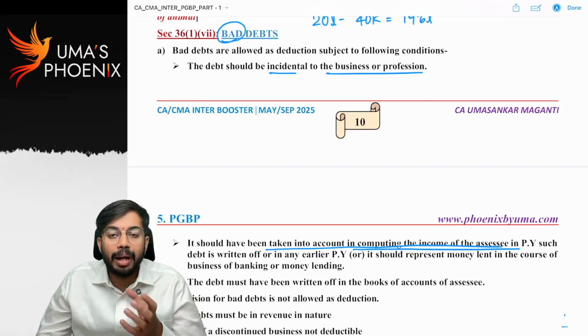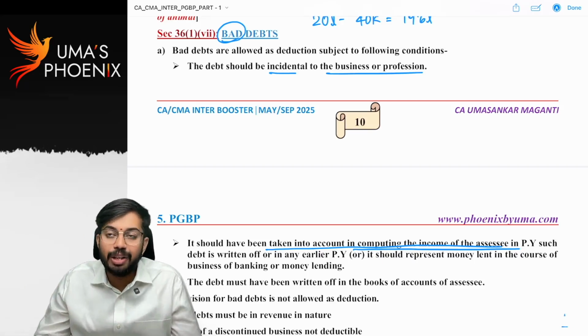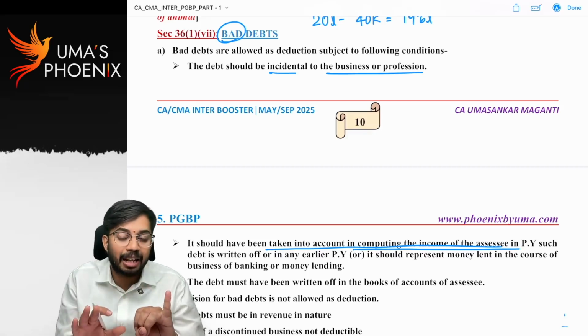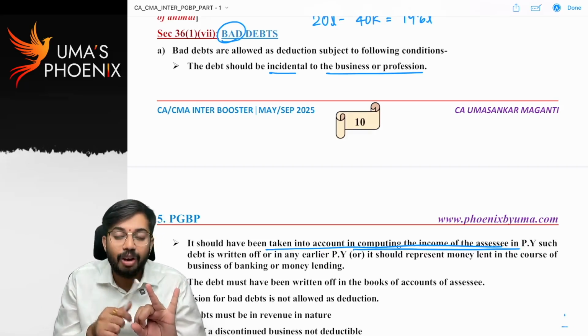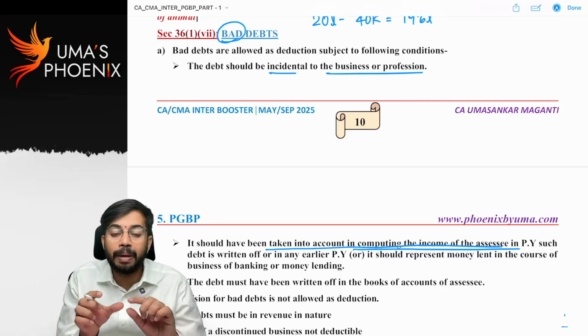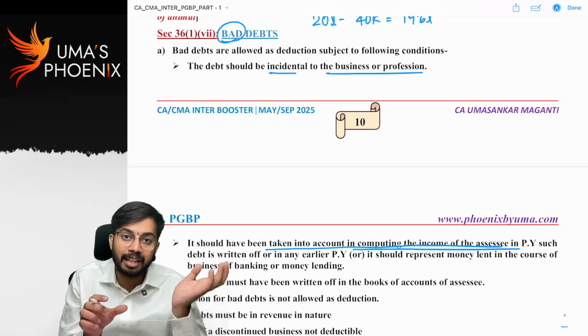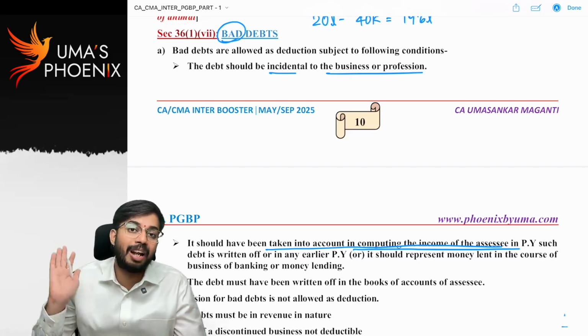Second case: your main business is lending of money. If your main business is lending of money, even though the amount is not recognized as income, still the amount that could not be realized is allowed as bad debts. So in case of a money lending business, even though the bad debt amount is not recognized as income, it is allowed as expenditure. But in case of other businesses, the bad debt amount should be previously recognized as income on accrual basis. Only then, as it was not realized, it is allowed as expenditure.